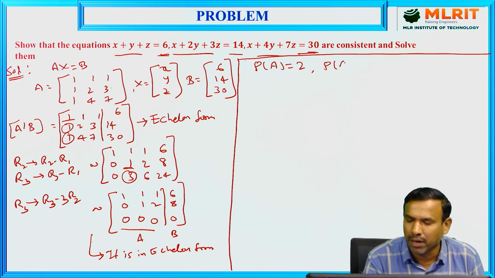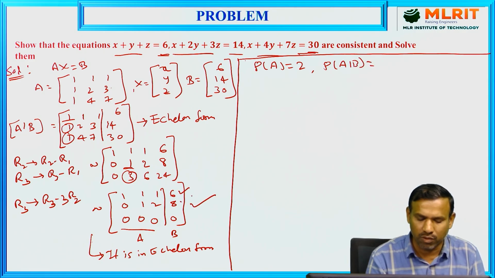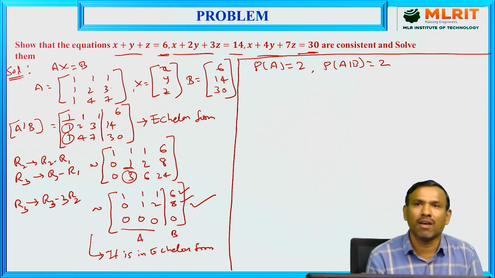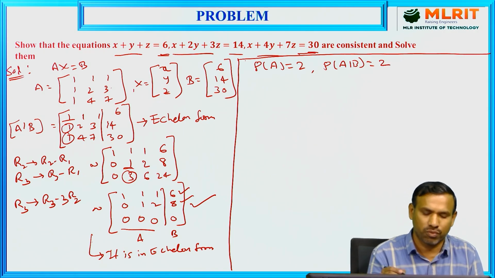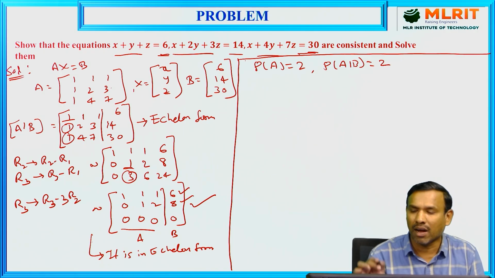Rank of [A|B]. If you take the whole matrix, the complete augmented matrix, here also there are 2 non-zero rows. So rank of [A|B] is 2. In echelon form, what is the rank? The number of non-zero rows. So rank of A is 2, and rank of [A|B] is also 2.